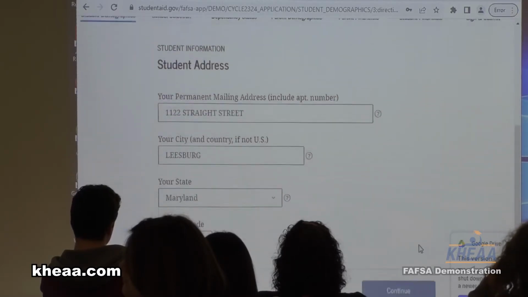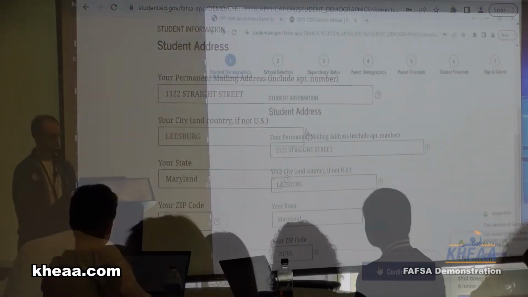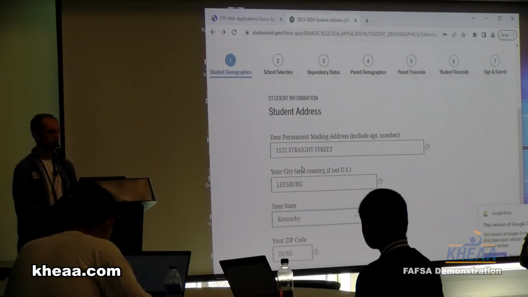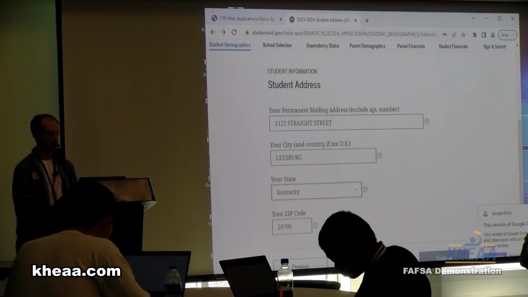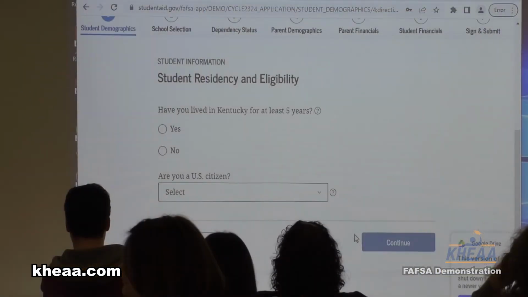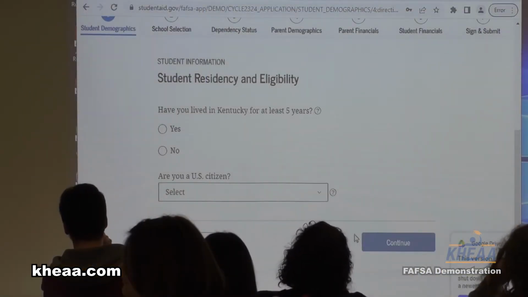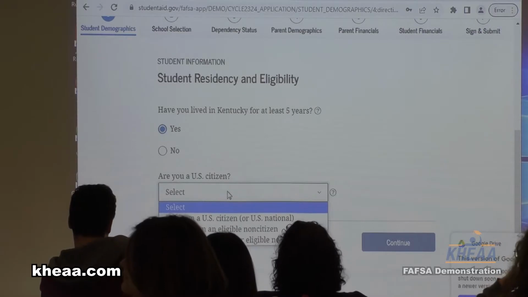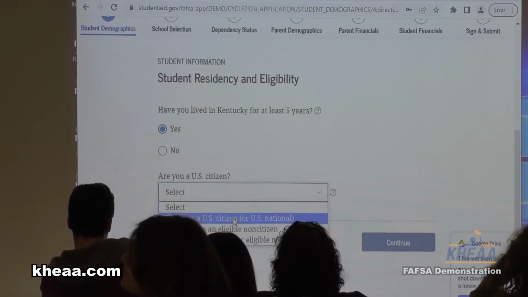All right, it should have your address on here as well. For your purposes, it will already have Kentucky on here, but since it doesn't have Kentucky already, I'm going to go ahead and put Kentucky. Once you get on there, the first question is, have you lived in Kentucky for the past 5 years? Most people, yes. If no, then you'll put no. And are you a U.S. citizen? For just the demo purposes, I'm going to put yes.